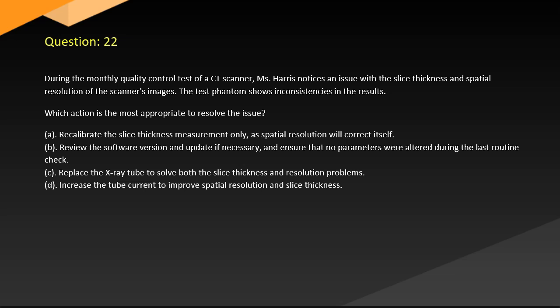A. Recalibrate the slice thickness measurement only, as spatial resolution will correct itself. B. Review the software version and update if necessary, and ensure that no parameters were altered during the last routine check. C. Replace the X-ray tube to solve both the slice thickness and resolution problems. D. Increase the tube current to improve spatial resolution and slice thickness.